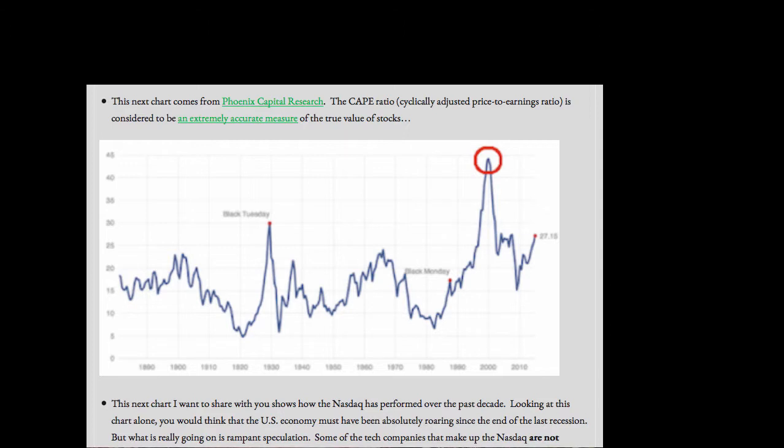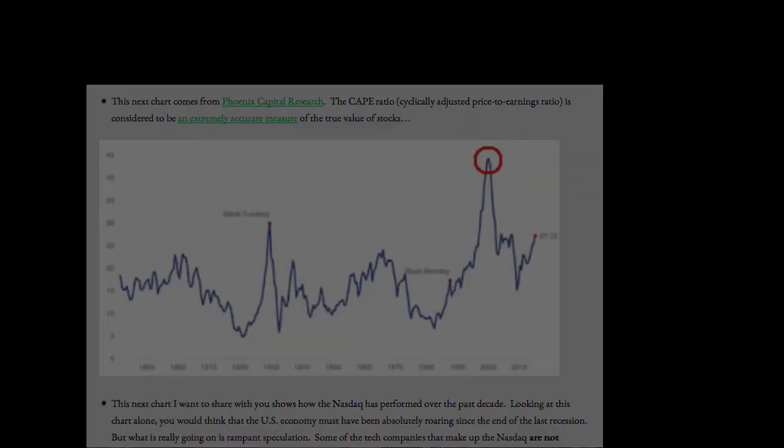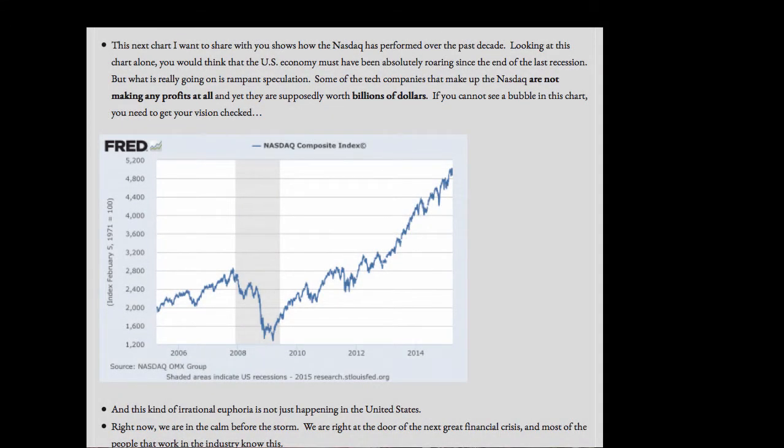This next chart comes from Phoenix Capital Research. The CAPE ratio is considered to be an extremely accurate measure of the true value of stocks. This next chart I want to share with you shows how the Nasdaq has performed over the past decade. Looking at this chart alone, you would think that the U.S. economy must have been absolutely roaring since the end of the last recession. But what is really going on is rampant speculation. Some of the tech companies that make up the Nasdaq are not making any profits at all, and yet they are supposedly worth billions of dollars. If you cannot see a bubble in this chart, you need to get your vision checked.